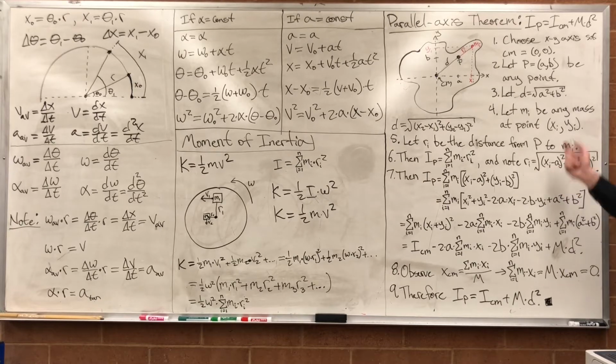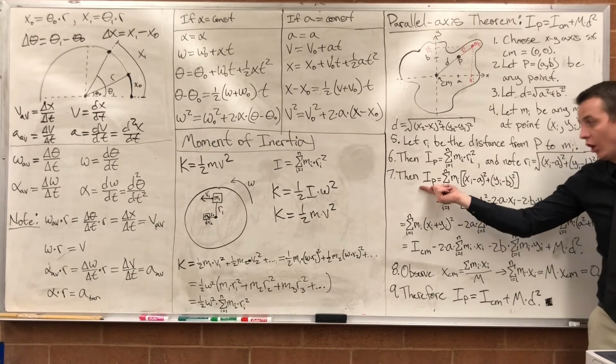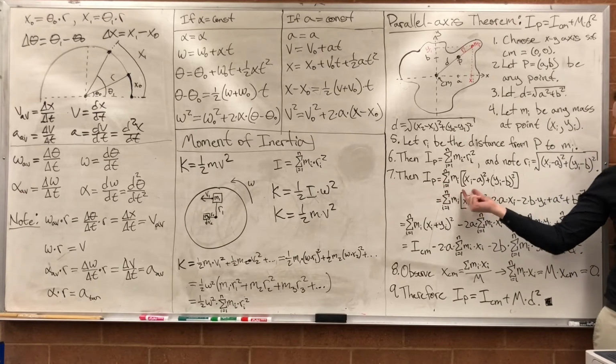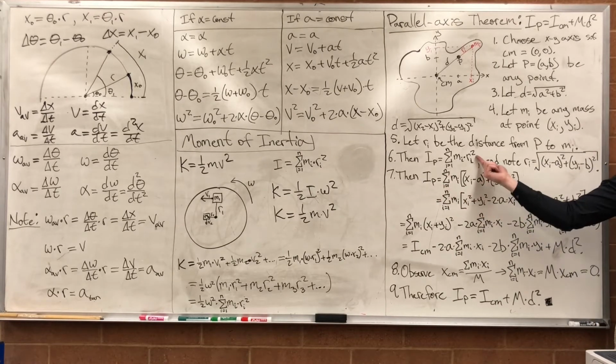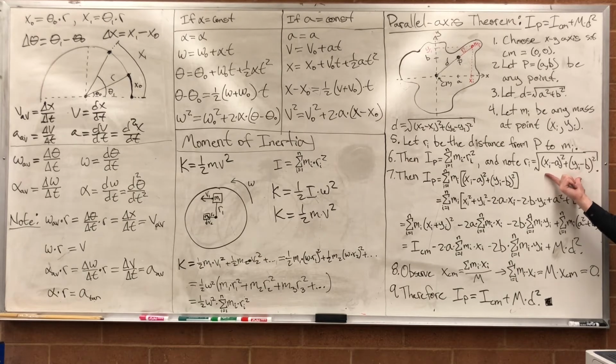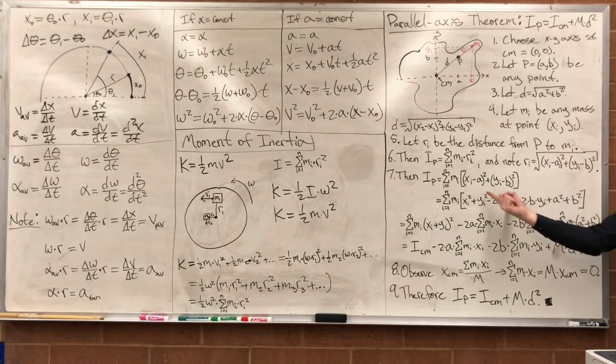So you just plug it in? Plugging in for r sub I there, so our moment of inertia around P is right here. I just replaced r sub I squared with this quantity squared, which just gets rid of the square root. Good? Now I'm just going to distribute.